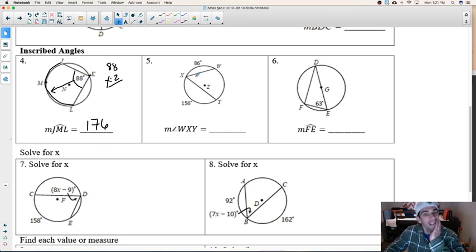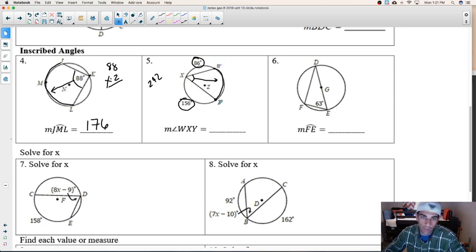Next one, WXY. Trace it. Here's W, here's X, here's Y. That is this angle right there. So if I project that out, I can grab it from this arc. But if you notice, they didn't give me that arc either. They just gave me this 86 and 156. So what I would have to do here in order to find that is add the 86 and the 156, and that's going to give me 242.